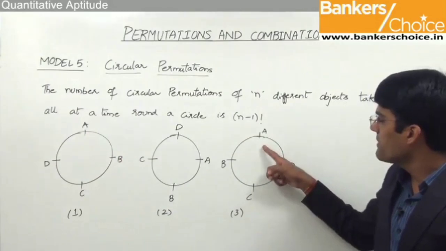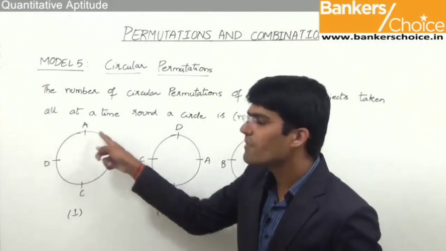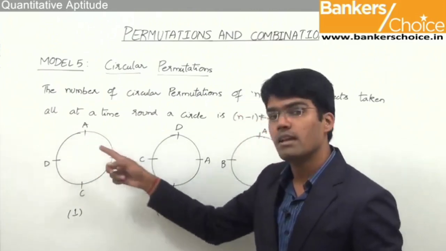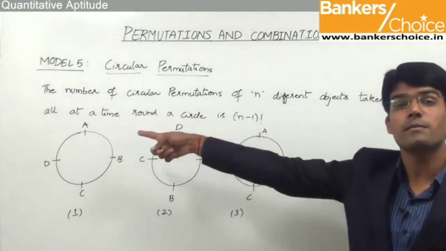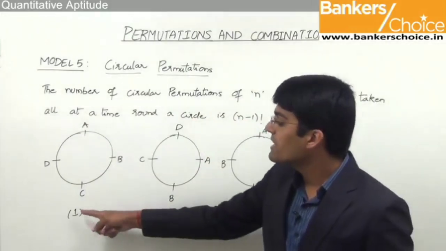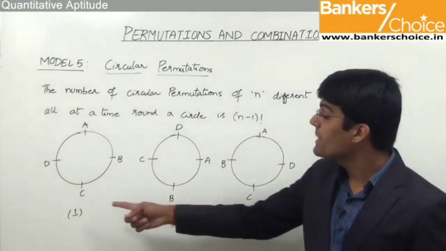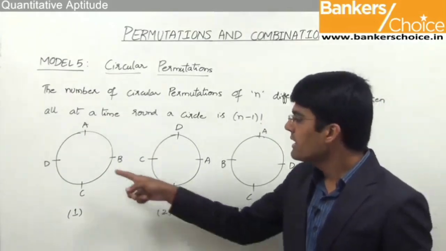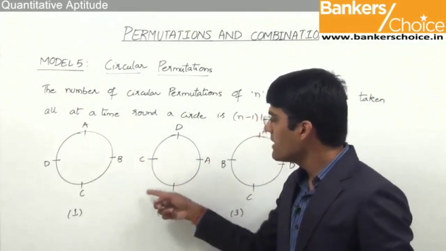But in arrangement number 3 we find that the order is A, D, C, B. That means in arrangement 1, when we go in the clockwise direction, the order is A, B, C, D. But here, when we go in the clockwise direction, the order is A, D, C, B, which is different from the first one. So arrangement number 1 and arrangement number 3 are different from each other, whereas arrangement 1 and 2 are the same, because in both these cases the clockwise order is the same, A, B, C, D.